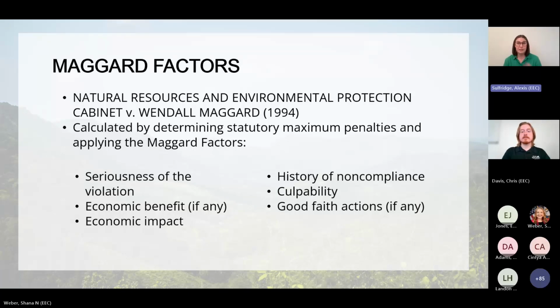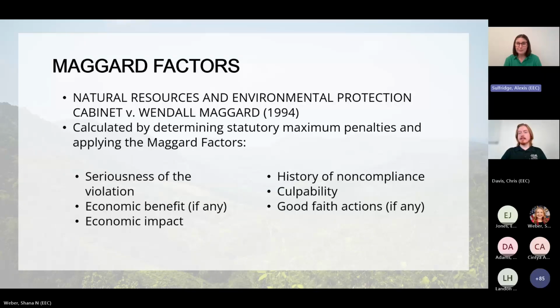Culpability, was it purely an accident? Was there negligence involved? So we take a look at that as well. And then good faith actions, if any. This is what our whole presentation is about. If you end up having your case referred to enforcement and you have been working with your inspector to try to return to compliance, that is where we're going to consider that for bringing the assessed penalty down from the very beginning. Show us that you've actually been working to address the noncompliance. And then I believe Chris is going to finish us up on the rest of the processes. Did I miss anything, Chris?